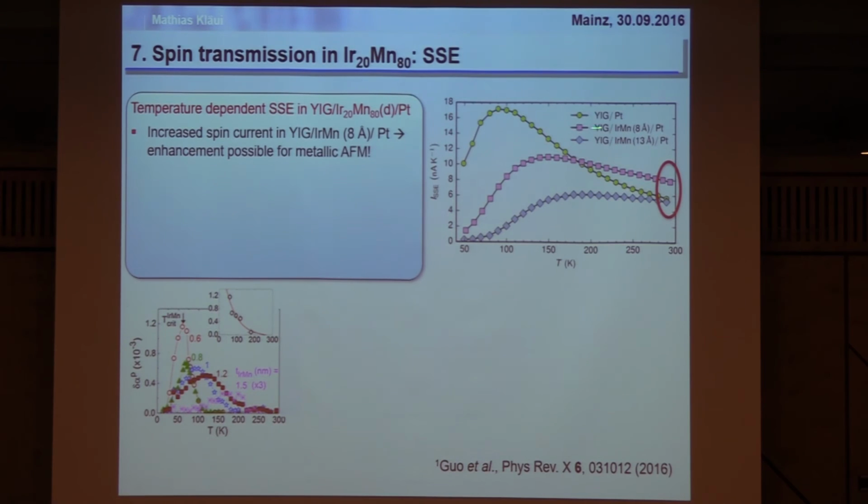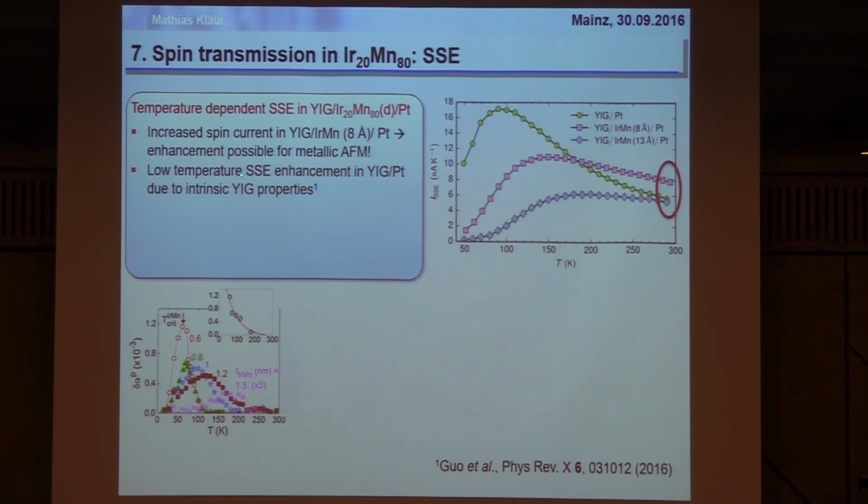So what we did is we looked firstly at YIG platinum. So it shows this temperature dependence. If you're interested, we just published it in this paper, which explains that there's a peak at low temperature. However, the interesting thing is we put a little bit of metallic iridium manganese in between, and we see an increase in the signal. So this means also metallic antiferromagnets can generate an increase of the signal compared to no antiferromagnet.